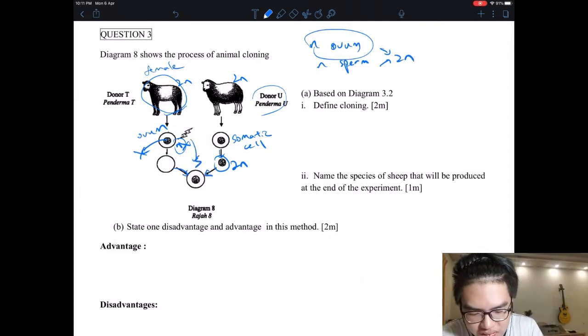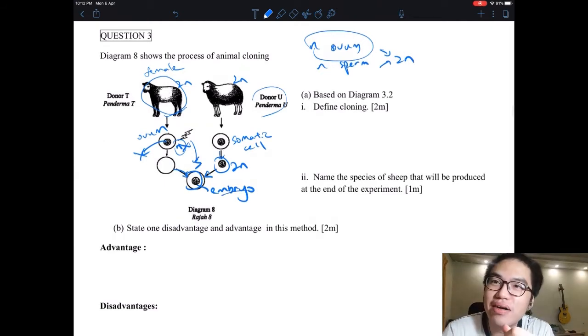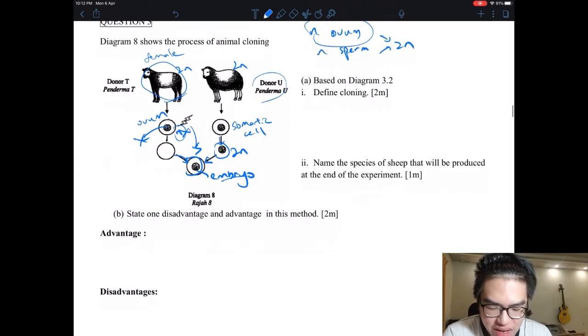So this immediately forms an embryo. Very funny, very scary. No sperm and ovum here, because the ovum already threw the DNA away. Straight away, this is you. I grow another you to make another you. And that is pretty scary if you ask me.